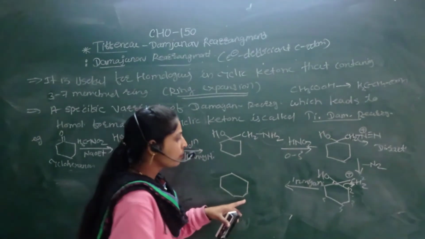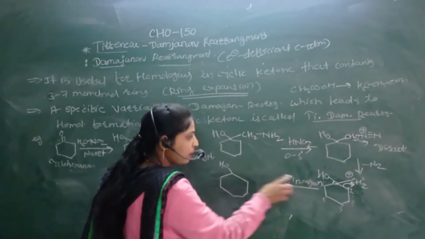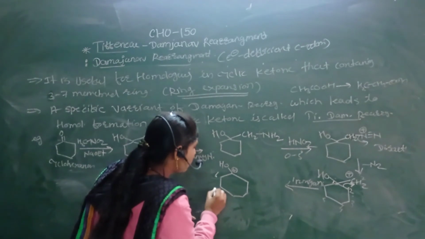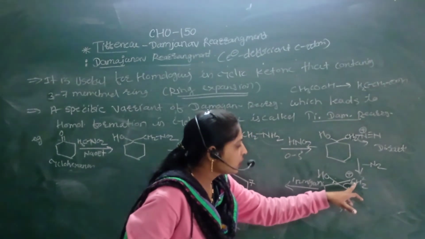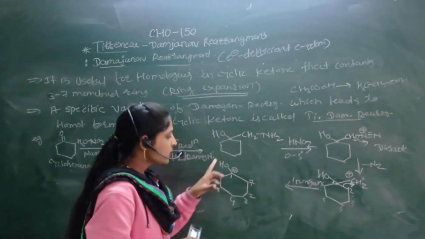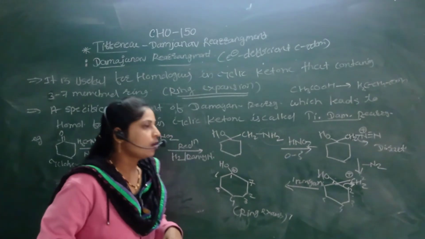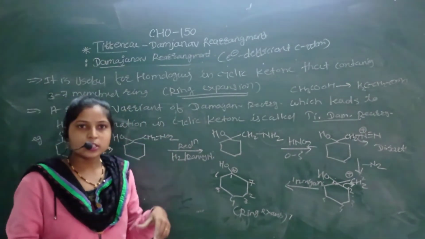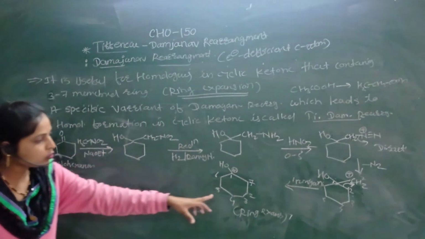Here, formation of the 7-member ring, with OH on the C1 carbon as it is, but here the carbocation forms, here 6, 5, 4, 3, 2 and this 7, because ring expansion takes place between C1 and C2. So formation of the 7-member ring means ring expansion takes place here. We have to say first of all that in this Tiffeneau-Demjanov rearrangement, only ring expansion takes place. Means 3-member to 4, 4 to 5, and here the 6-member ring converts into the 7-member ring.